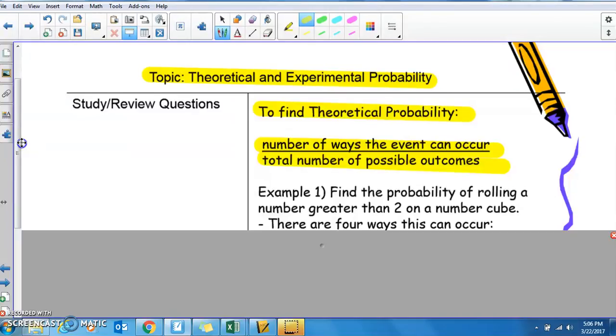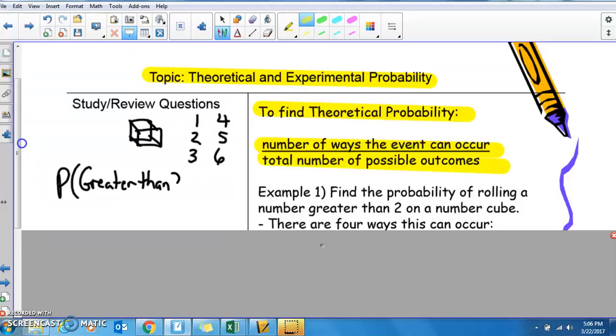So let's think about a number cube. So if you have a dice or a die, whichever way you want to say it, you have 6 sides. Each side has a number on it. 1, 2, 3, 4, 5, and 6. So those are the 6 possibilities of rolling a die and what you can get. Now we want to know the probability of rolling a number greater than 2. Alright? So if I look at my outcomes that I can possibly get, 3 is greater than 2, 4 is greater than 2, 5 is greater than 2, and 6 is greater than 2.